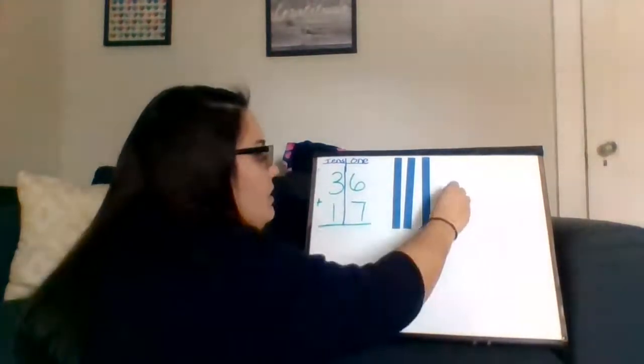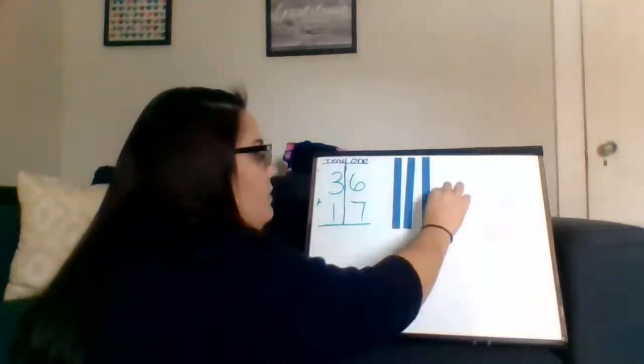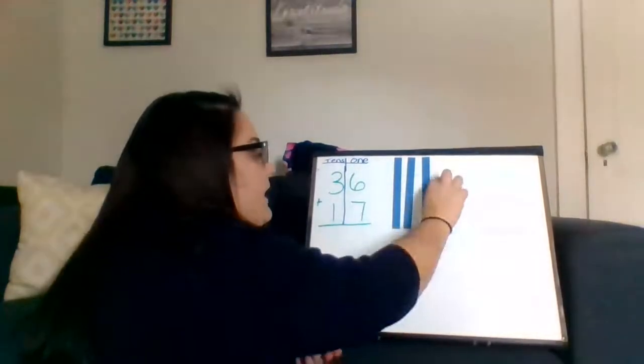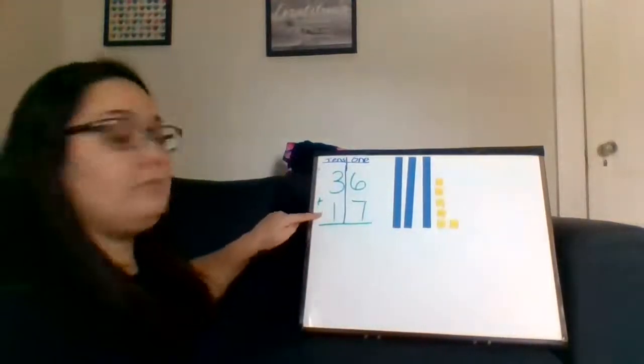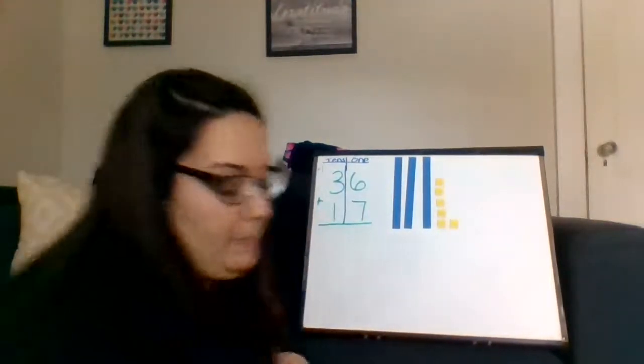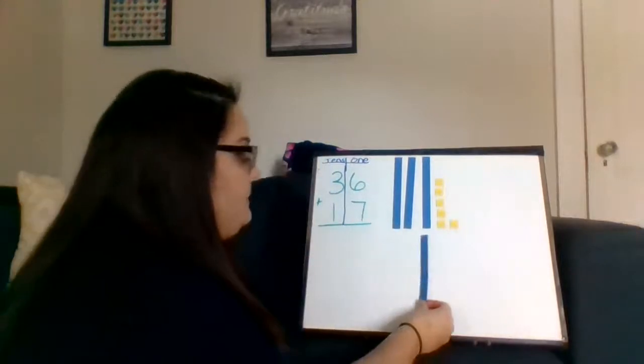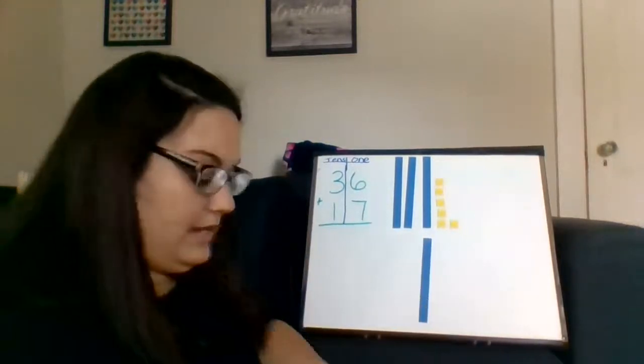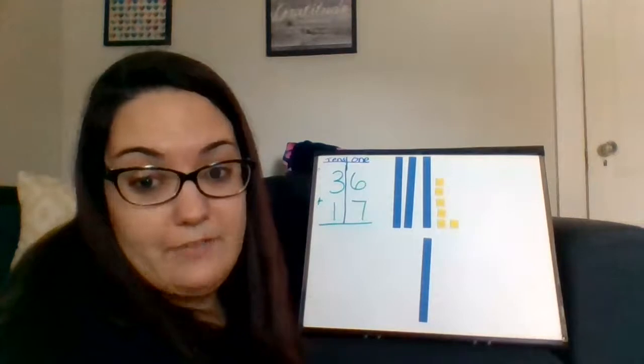1, 2, 3, 4, 5, 6. Now I'm going to make 17. 17 has 1 ten. And now I'm going to put in my 7 ones.